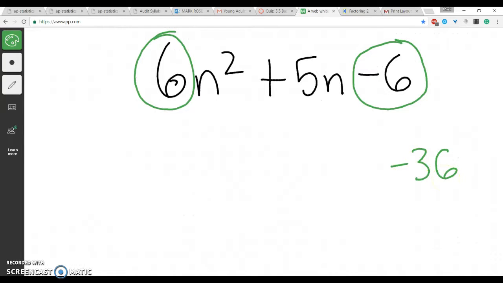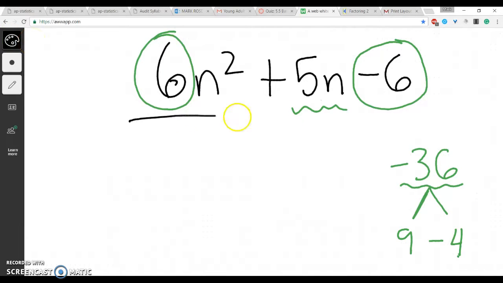We are then going to think of things that multiply together to make -36, but then add together to give us 5. Okay, so we're going to think for a second. The numbers that you hopefully thought of, which will take you a little bit to churn through, but the numbers you hopefully will eventually think of should be 9 and -4. Because 9 times -4 will give you -36, but then add together to give you 5. We're then going to rewrite this problem.